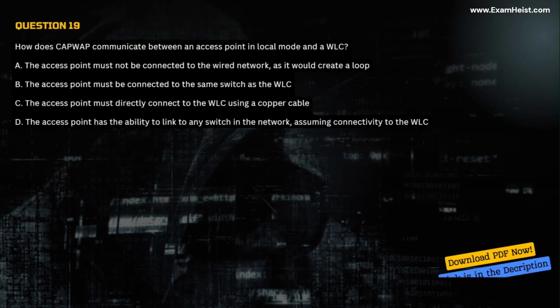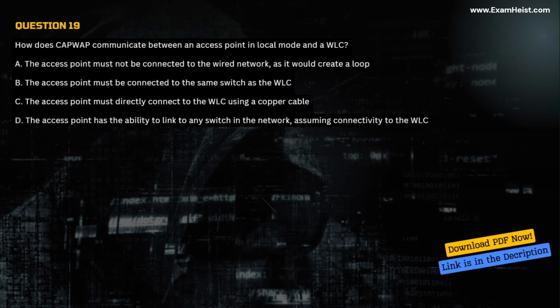Question 19. How does CAPWAP communicate between an access point in local mode and a WLC? A. The access point must not be connected to the wired network, as it would create a loop. B. The access point must be connected to the same switch as the WLC. C. The access point must directly connect to the WLC using a copper cable. D. The access point has the ability to link to any switch in the network, assuming connectivity to the WLC.